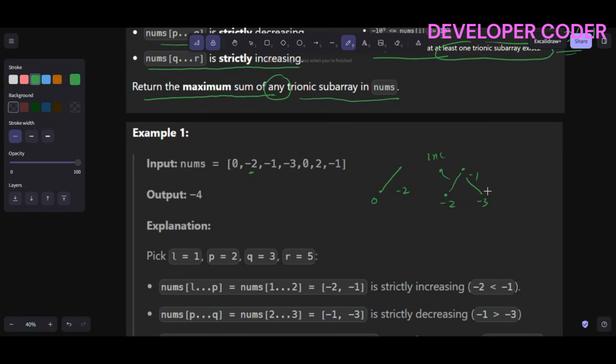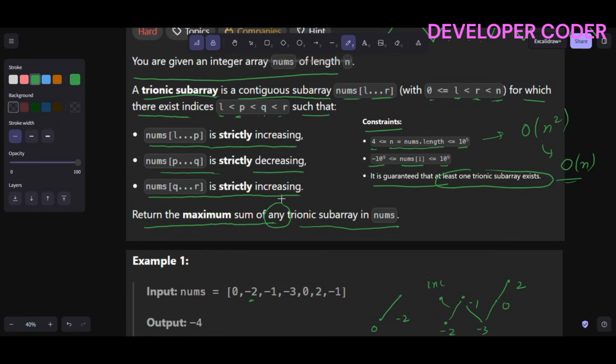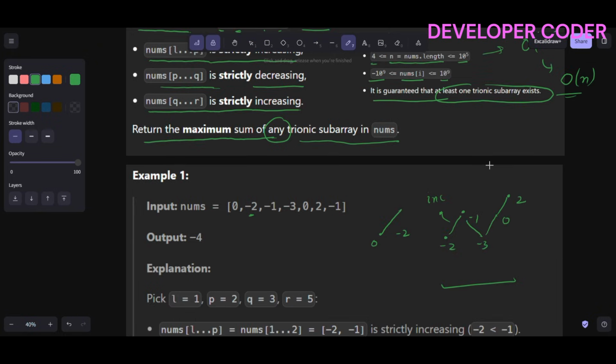Then after that we have 0. So here let's say I write 0, then 2. Minus 1, no. So this is one valid sequence that we need to find. A trionic subarray is a contiguous subarray. So yes, this is valid. Here, if I give the indexing, 0 index, 1 index, 2 index, 3 index, 4 index, 5 index, 6 index.